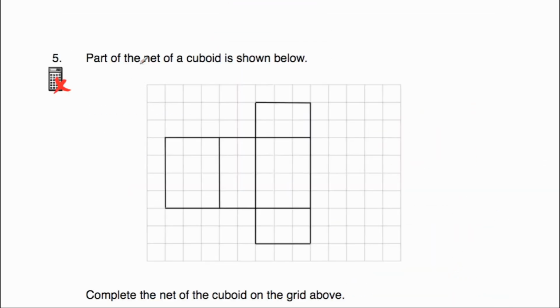Okay, question number 5. So question number 5 says, part of the net of a cuboid is shown below. So here we've got the net of a cuboid. It has got 1, 2, 3, 4, 5 rectangles. So it's going to need one more. And we've been asked to complete the net of the cuboid.